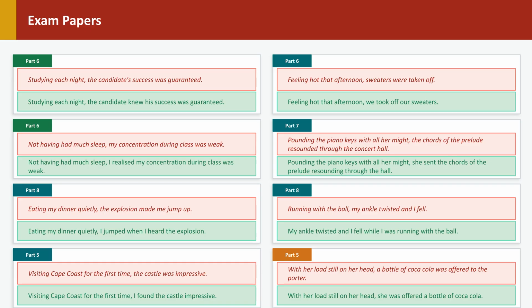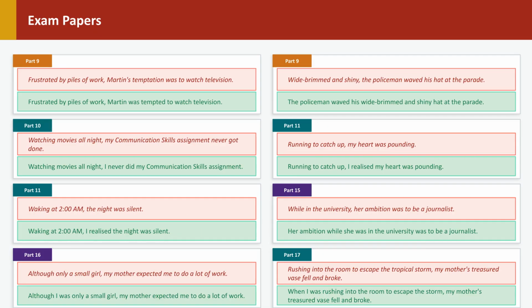Studying each night, the candidate knew his success was guaranteed, is correct. Similarly, feeling hot that afternoon, we took off our sweaters, is correct. Check all examples against the diagnostic question to understand the correct fixes. Continuing with the exam papers, frustrated by piles of work, Martin was tempted to watch television is the correct version, as is, the policeman waved his wide-brimmed and shiny hat at the parade. Remember, the first noun must logically relate to the opening phrase.